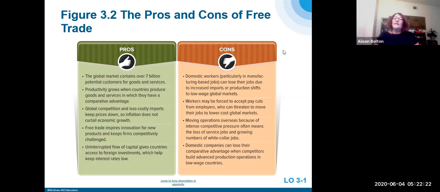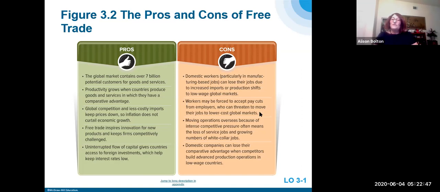Now, the con side, the negative side, is domestic workers, and those are, generally speaking, manufacturing-based jobs. We're talking about local, domestic people who can lose their jobs if we outsource or allow other countries to take over. And that's not good for us.